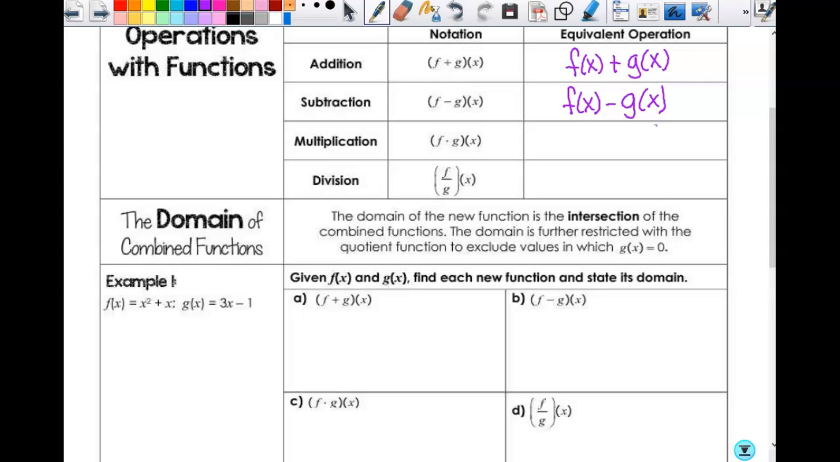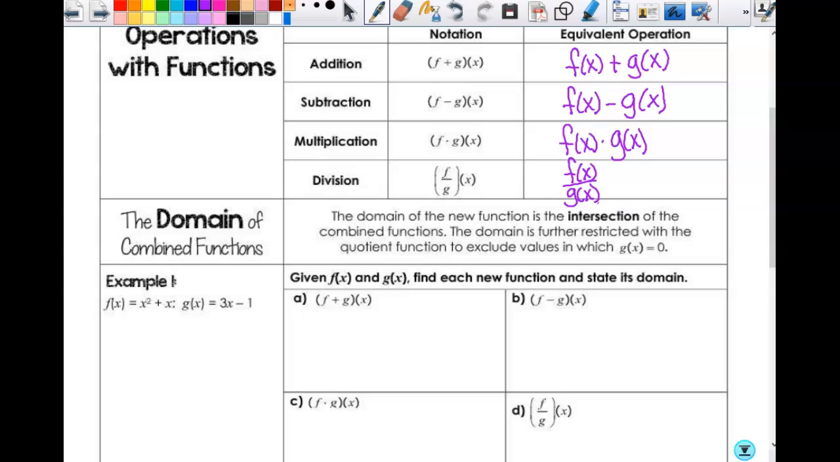Multiplication, f times g of x. So this would be f of x times g of x. There's going to be two symbols that look similar to this. There's that, which is a closed dot, and then there's one that's an open dot. So you've got to make sure that you're paying attention to what that little dot looks like. And then f divided by g of x is the same as f of x divided by g of x. So those, again, are basic things that you've done with functions before: add, subtract, multiply, and divide.